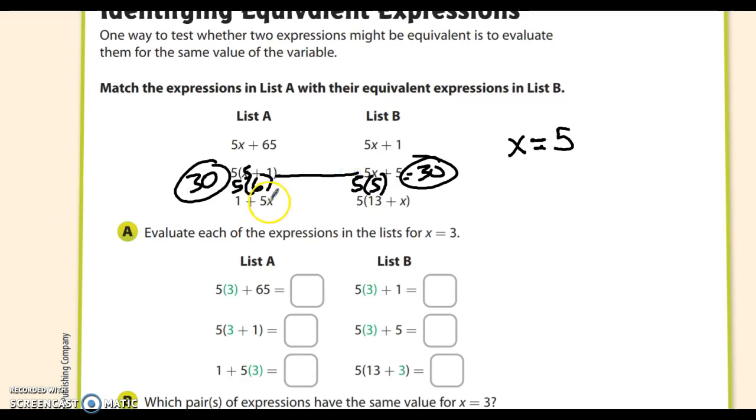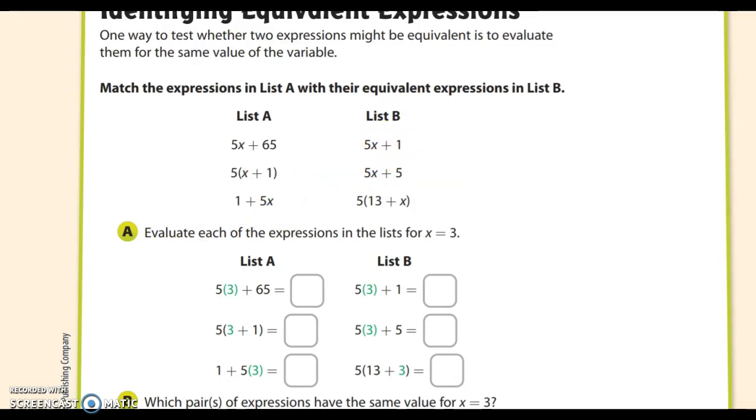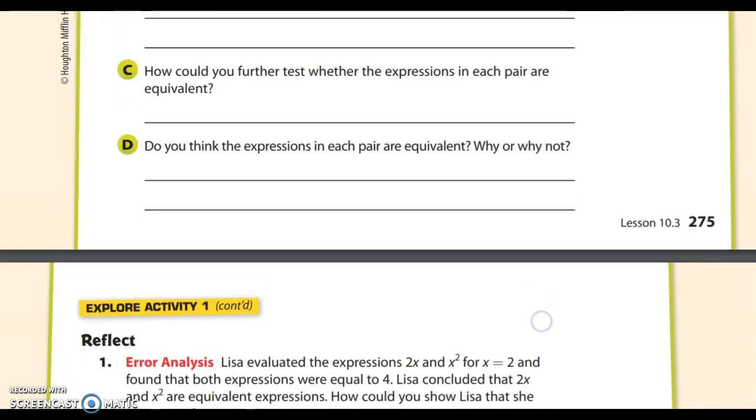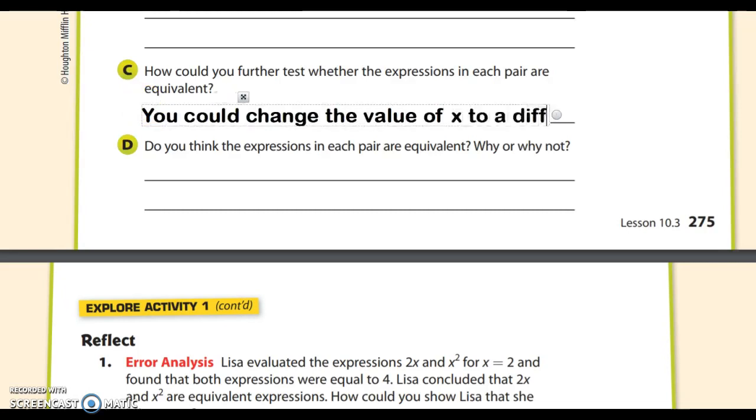And watch how fast I can check this one. I'm going to make x equal to 5 here. What's 5 times 5? That's 25, plus 1, that's 26. And this one right here, I have 5 times 5, that's 25, plus 1 is 26. So what am I proving? I'm proving that I could change the value and I still have equivalent expressions. So I'm going to say you could change the value of x to a different number and test again.